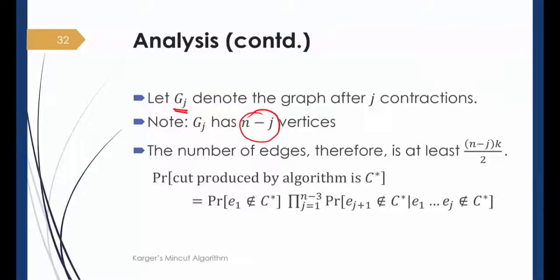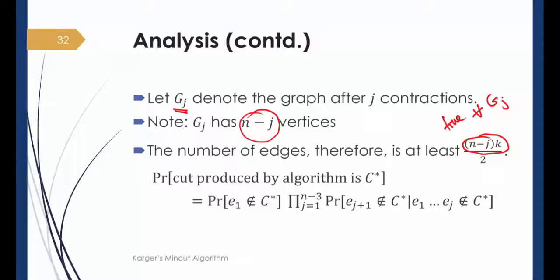Now the degree has to be shared. So each edge contributes 2 to the degree. So the total degree is at least n minus j times k. So the number of edges will have to be at least n minus j times k divided by 2. Okay. What does that mean? Now we can start, and this is true for all j. This is true for all Gj.